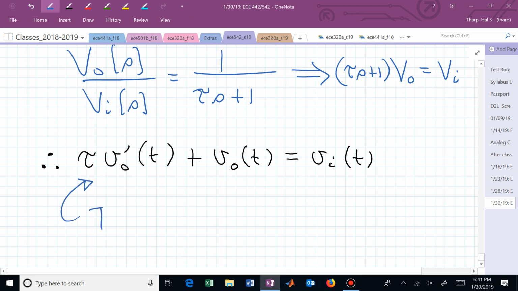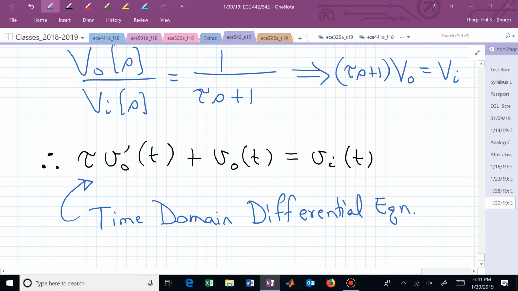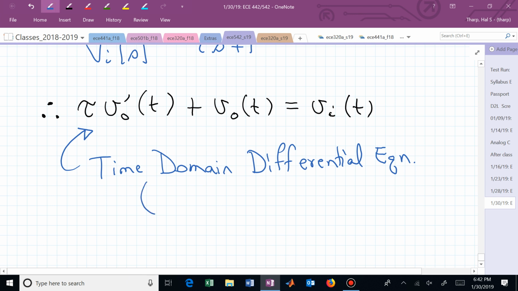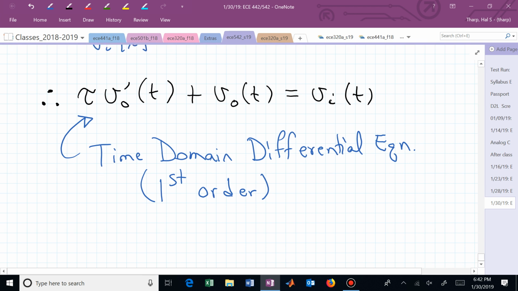And this is now a time domain differential equation. What's the order of that time domain differential equation? First order. We have one derivative. We now want to take that and find a discrete equivalent. We want to discretize this first order differential equation and create a first order difference equation. A difference equation in the discrete time setting, which can be done if we simply do a crude approximation of the derivative. Now we have to go back to our first calculus class and say, what's a crude way to approximate a derivative?